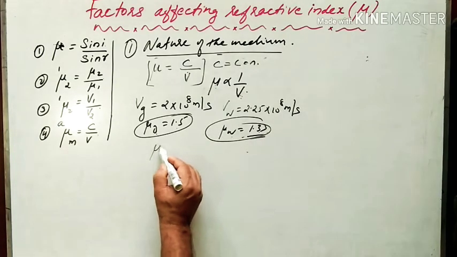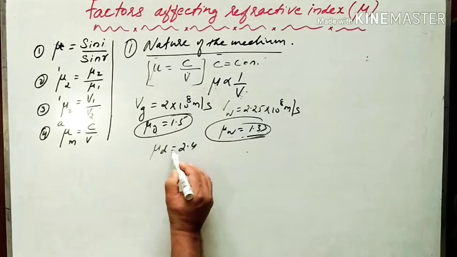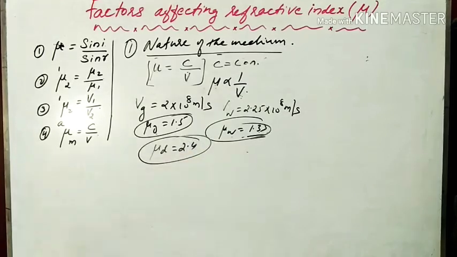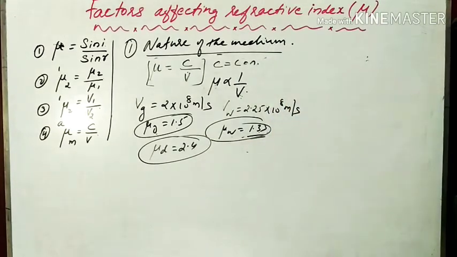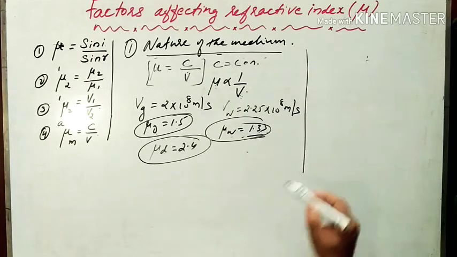For example, the refractive index of diamond is 2.4. So diamond is another medium which offers a very high value of refractive index. So I can say that the refractive index of a medium depends upon the nature of the medium. That is the first factor.